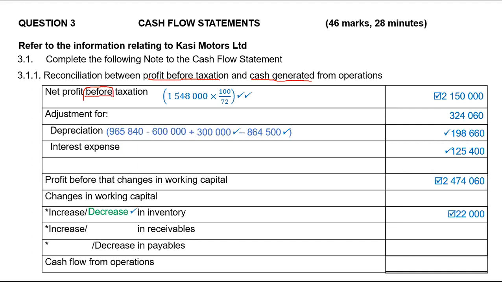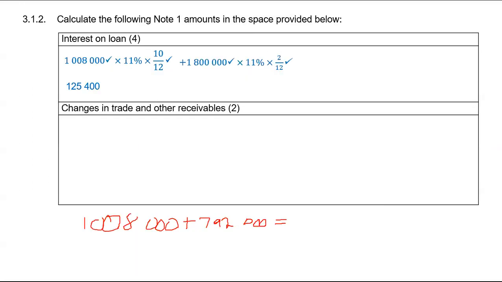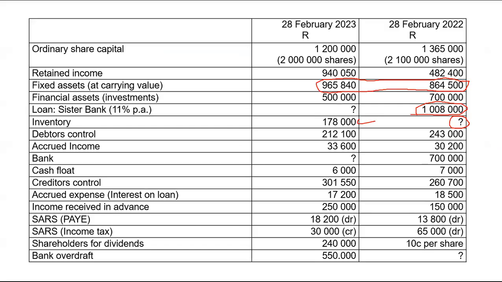All right, let's check the receivables now. And for receivables, let me see if they asked workings for that. Yes, they did. So for receivables, let's see if they organize it for us. So what am I going to take for receivables? I'm going to take debtors control. I'm going to take accrued income. And I will take sales income tax for both years because it was on the debit side.